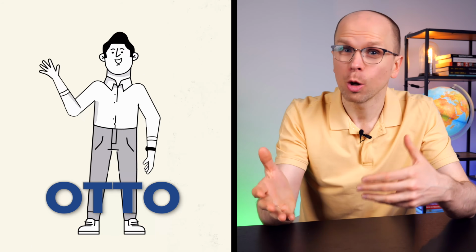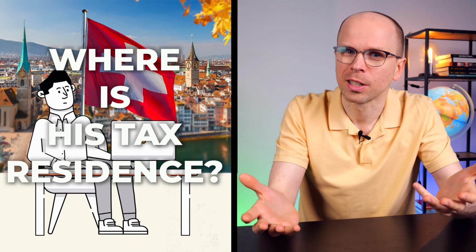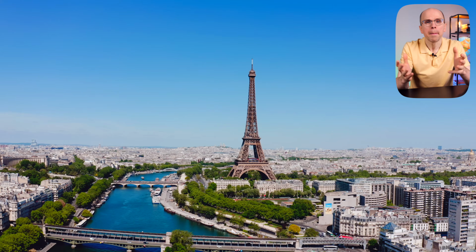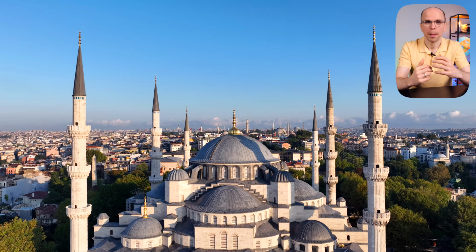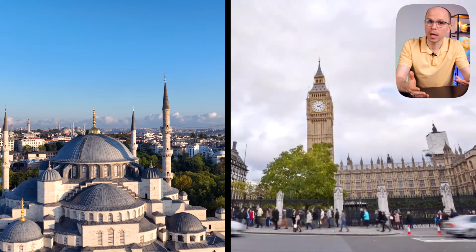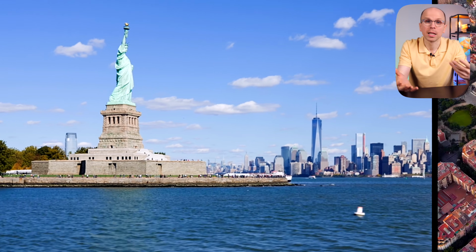Now meet Anton's brother, Otto. His house is also in Germany, but he commutes to work in Switzerland every day. He also rents an apartment in Zurich where he stays sometimes. Where's his tax residence? Not so obvious, right? In Europe, a lot of us move around. Maybe you live in Paris, but your children live and go to school in Portugal. Maybe you're from Turkey, living in the UK. Maybe you're an American expat living in Barcelona.